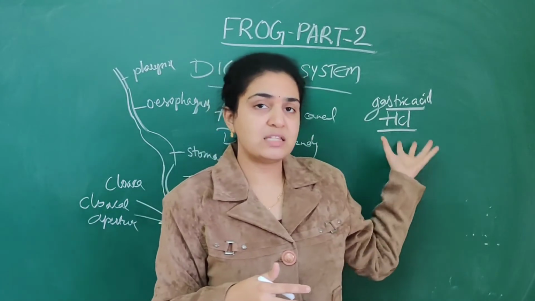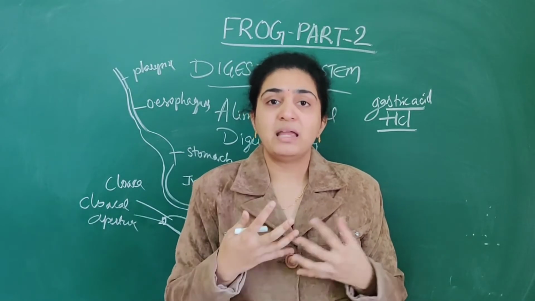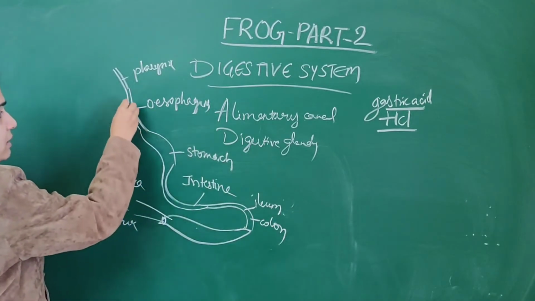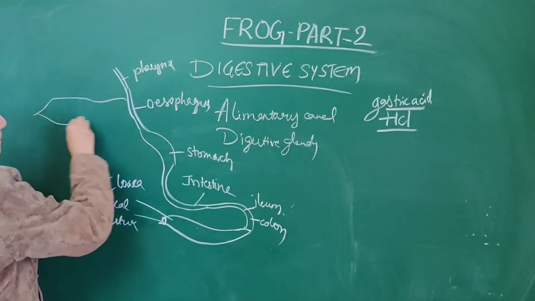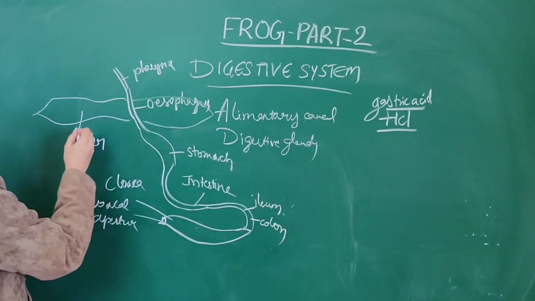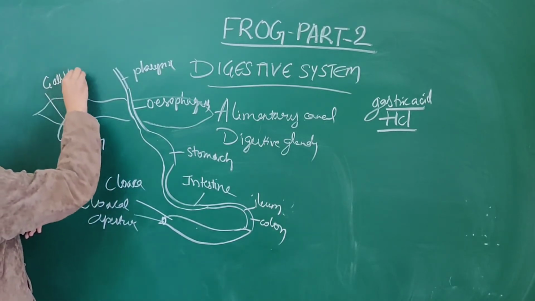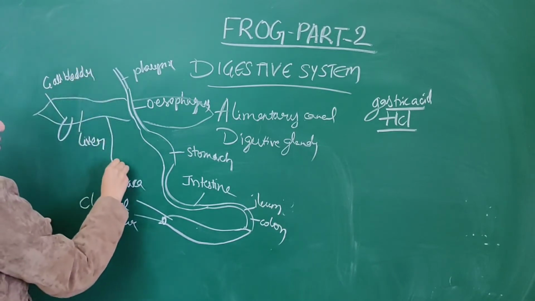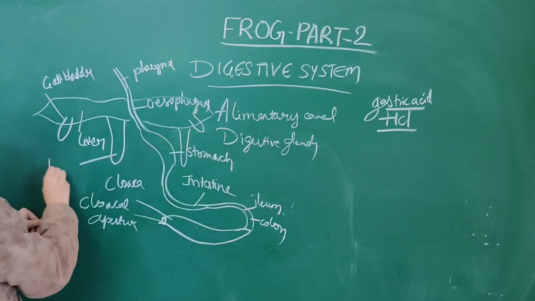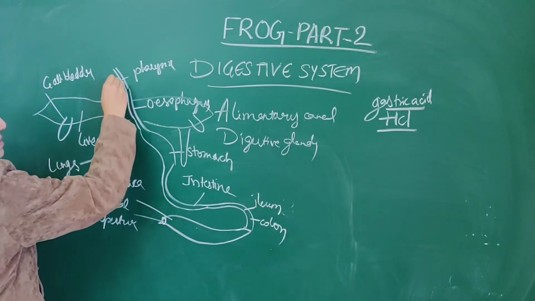Normally the digestive secretions are gastric juice as well as HCl, as well as bile, which is secreted from the liver. See here, there is one structure called the liver. To the liver there is a gallbladder which is present. Here there are lungs present on either side. This is the gallbladder, these are lungs. Here the heart is present.